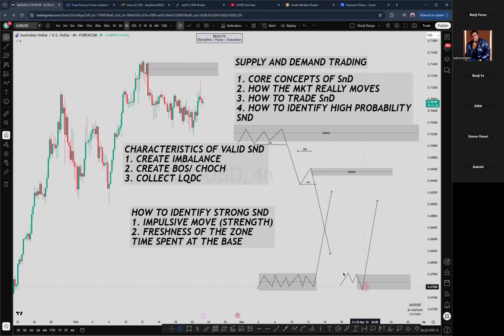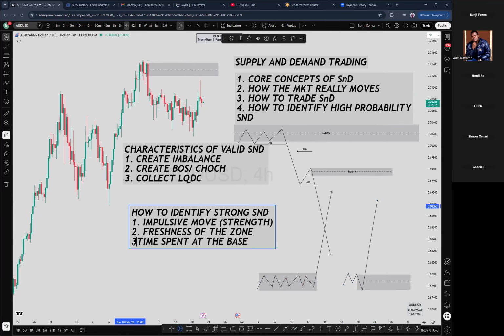But whenever we have this, especially when we have a sweep of a low that was here, the market didn't stay for long, the market pushed up. Now this makes it more valid, kind of a supply and demand. So that's number 3, time spent at the base. Then the last one, which is number 4, distance of the move.